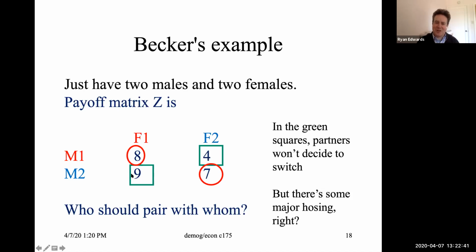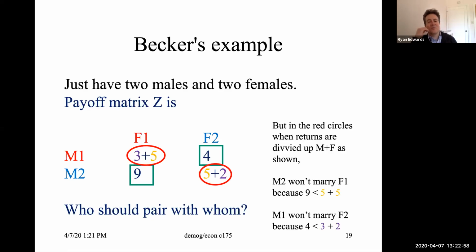If you ended up in the green box world, F1 and M2 are sitting pretty, they're earning their 9, and F2 and M1 are not, and that's not great. So the next layer of the onion is this point that Becker whips out, which is a very hard thing to get your head around here. Let me show you what I've done.